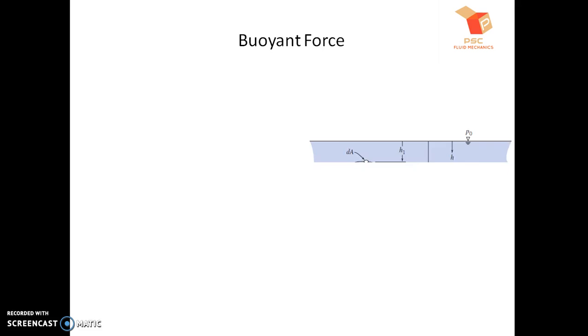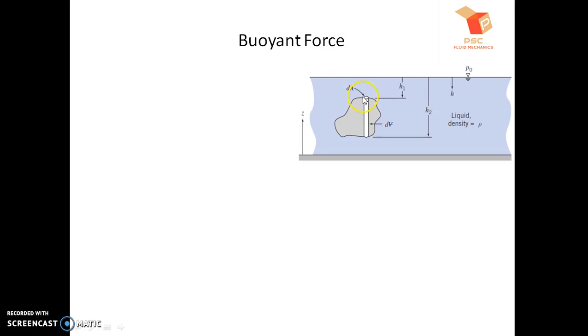To do that, let us consider we have an arbitrarily shaped body which is submerged in a large expanse of a liquid. So the liquid has a density of rho. This is the free surface of the liquid, and let us take a very small element from this body which has a cross-sectional area of dA and a very small volume dV. The top face of this element is at a depth of h1 from the free surface, and its bottom face is at a depth of h2 from the free surface.